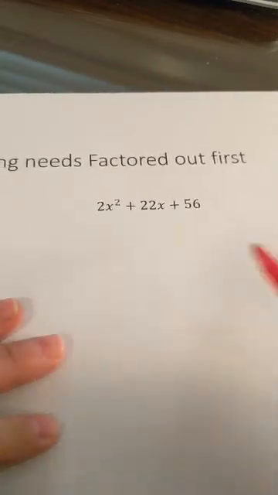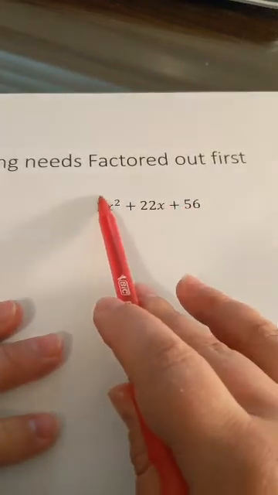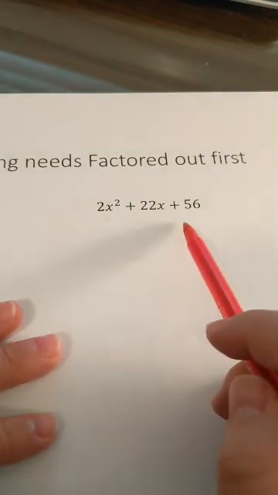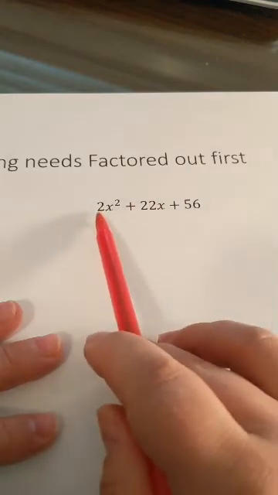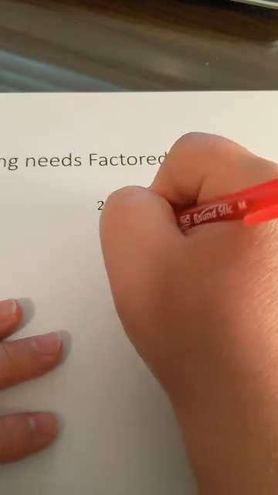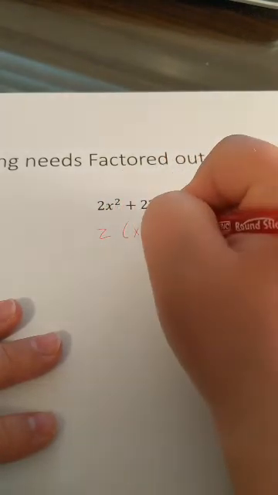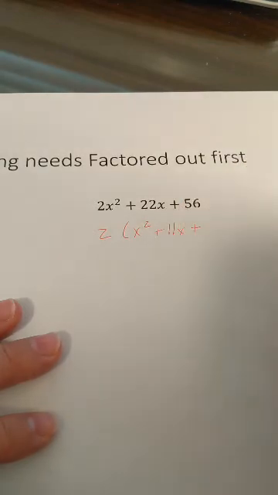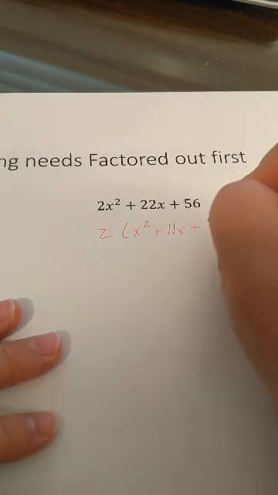Okay, so this one, nobody wants to rainbow this and make this, what is that, 112. So let's see if something can come out of it, and we can see that they're even numbers, so we're going to pull a 2 out. So then you're left with x squared plus 11x plus 28.